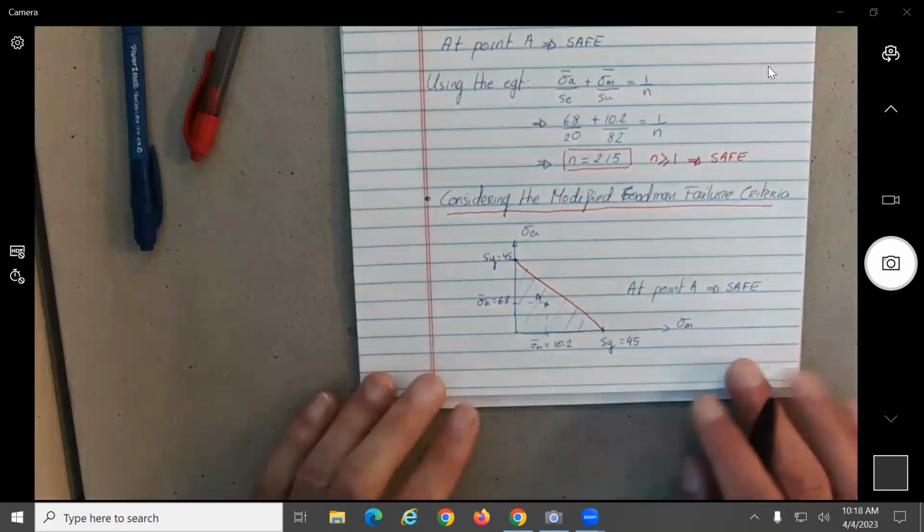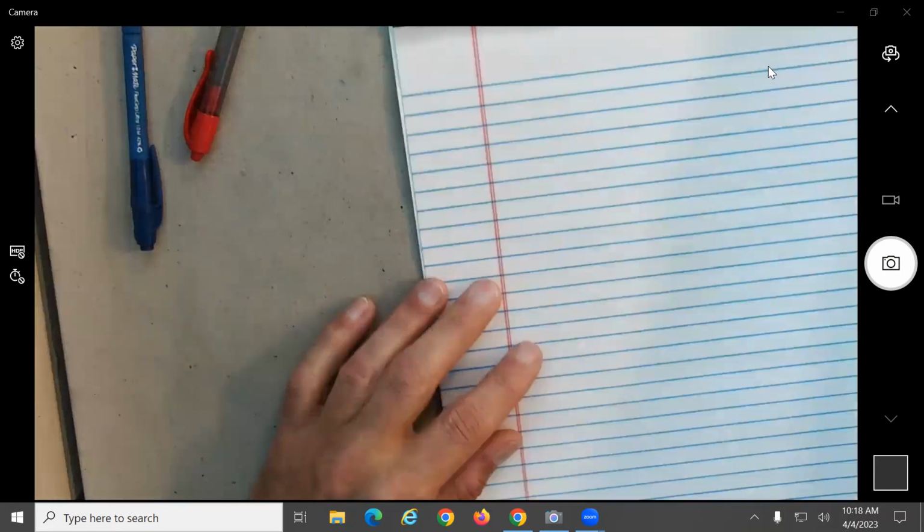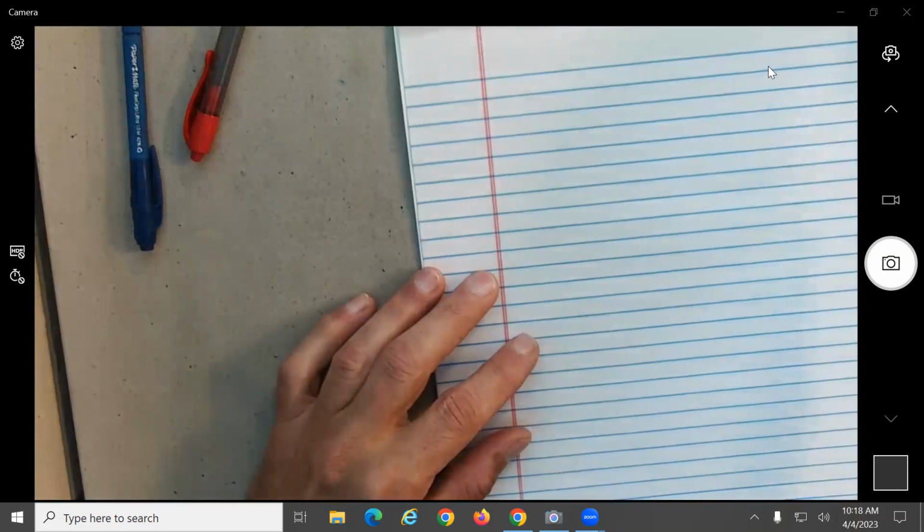Okay, and let's use the equation. I don't have the results here, but we can use the equation. Let me go to the next page. We do exactly the same thing as we did before.